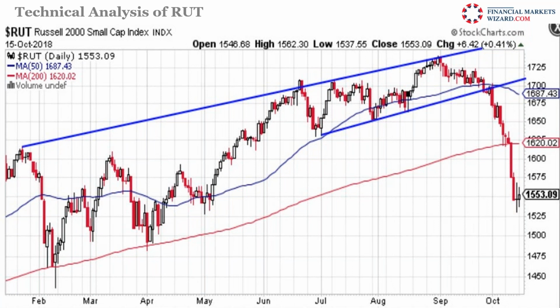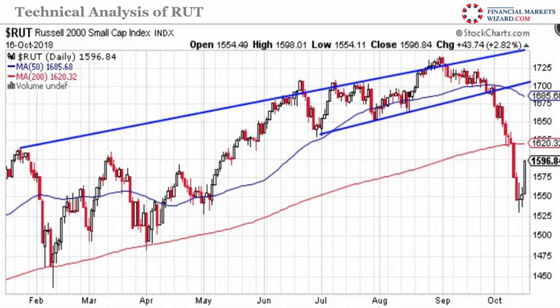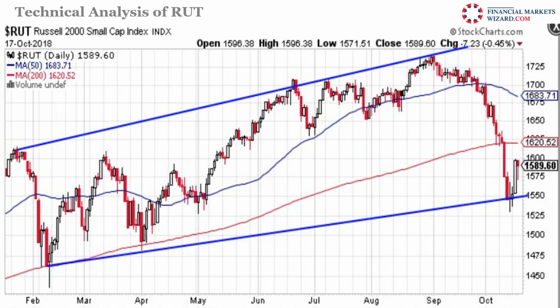Again on 15, then on 16, everything magic happened on the 16th of October, but magic was not enough. So now it's sitting at 1500. This is where the Russell can bounce back up. So it can bounce from 1500. For me, I'm watching Russell at 1500, S&P at 2600, 2580.